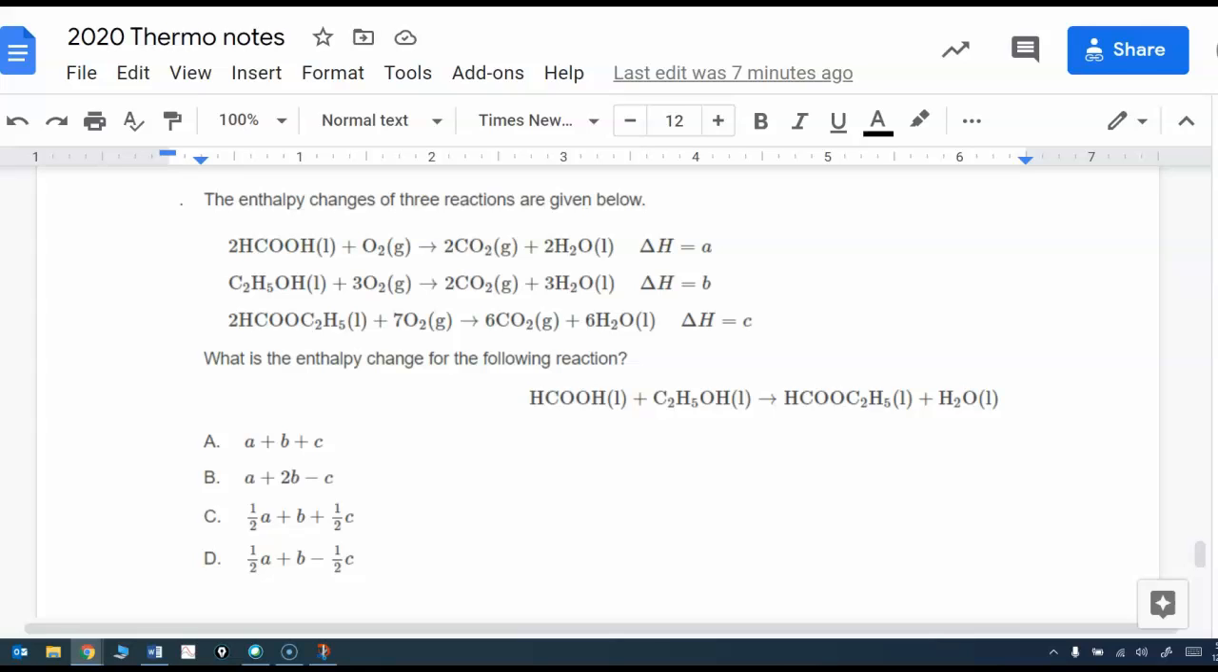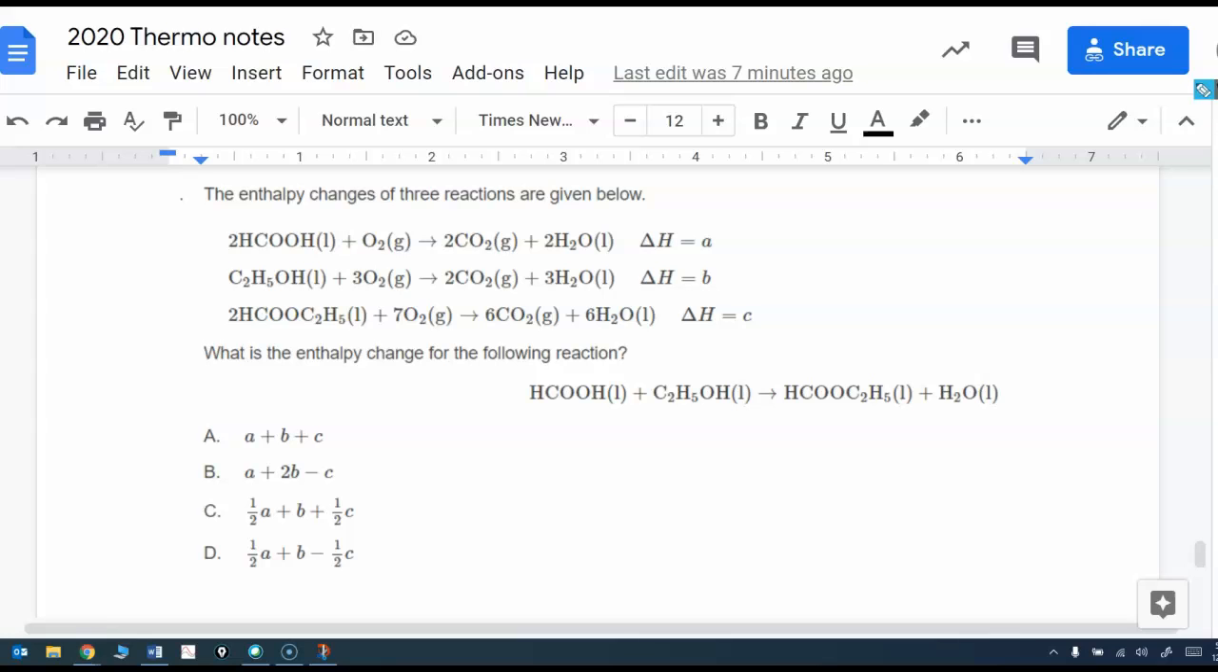And so the first thing I'm going to do is start marking up my page so I can figure out. I am looking at some HCOOH, some C2H5OH, and then on the product side some HCOOC2H5 and some water. So there they all are. So the first thing I'm looking at is HCOOH. I can see that that is right here, but it has a 2 in front of it.